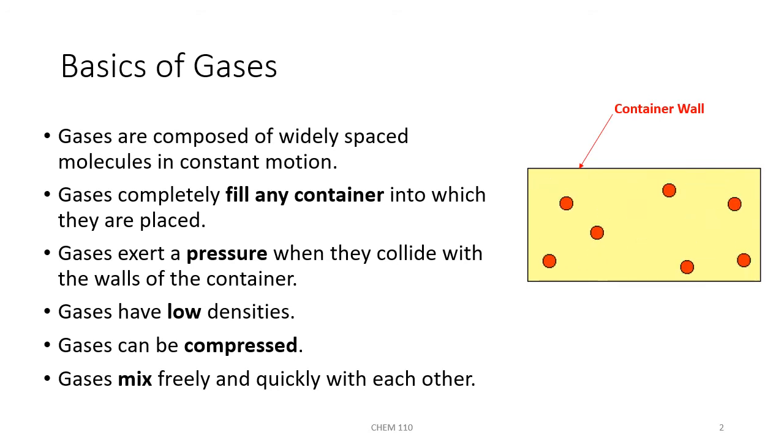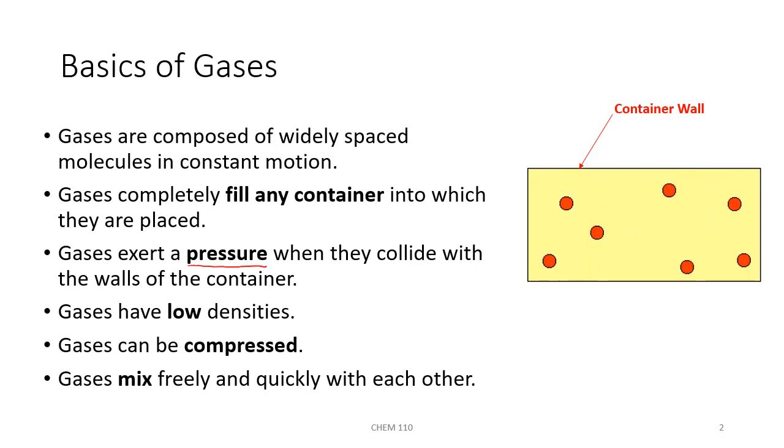Let's start out by just looking at some of the basics of gases. Gases are composed of widely spaced molecules that are in constant motion. Gases completely fill any container into which they are placed, meaning they have no definite shape or definite volume. Gases exert a pressure when they collide with the walls of the container. Notice the image on the right. The gas particles are bouncing around inside of the fixed container, hitting the walls. The more that the particles collide with the walls, the greater the pressure that the gases will exert.